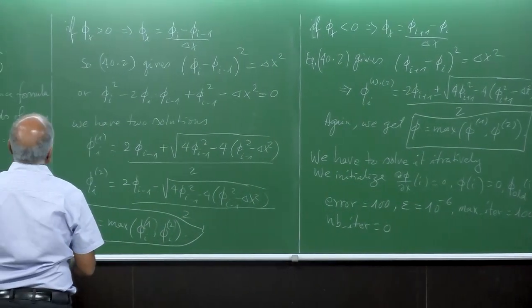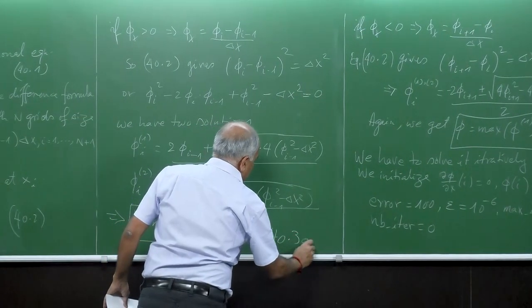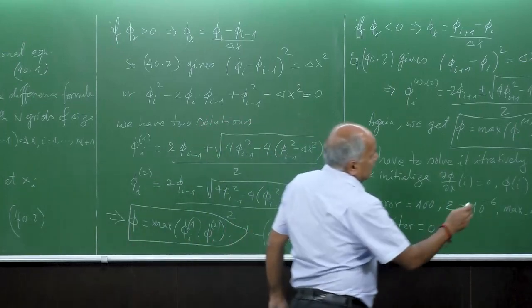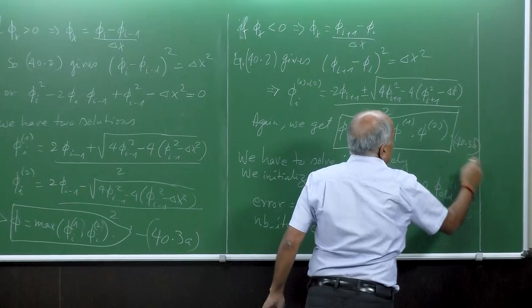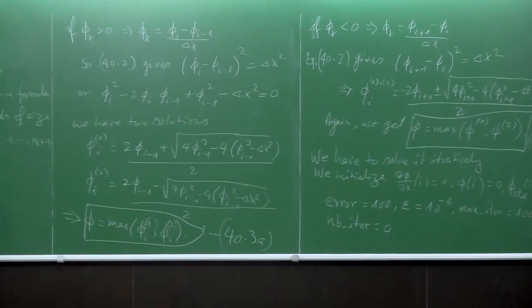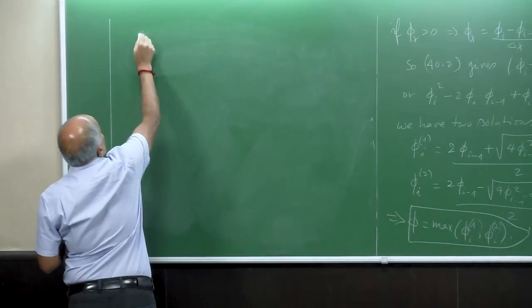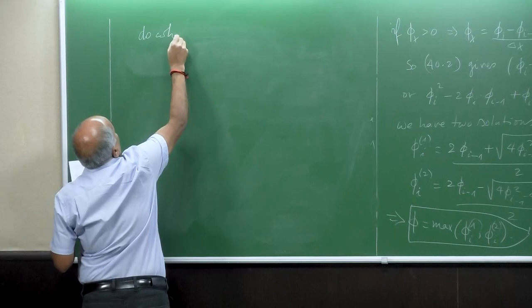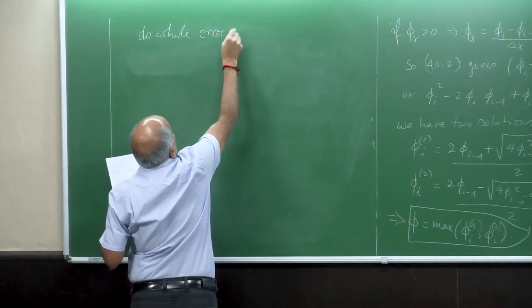If I initialize this, I can solve it. It is 40.3a, and this is 40.3b. So 40.3 we can solve iteratively like this. So do while the error is less than or equal to epsilon.